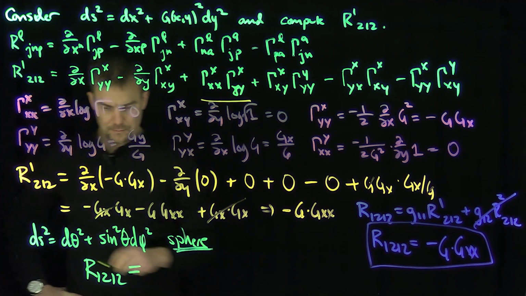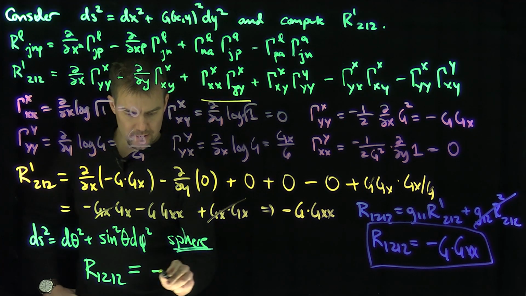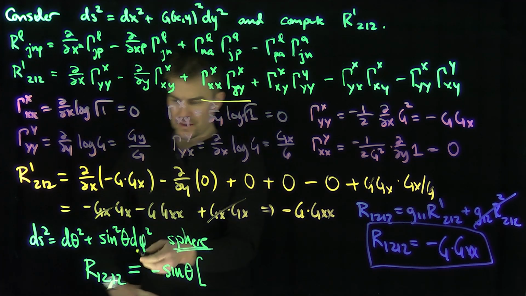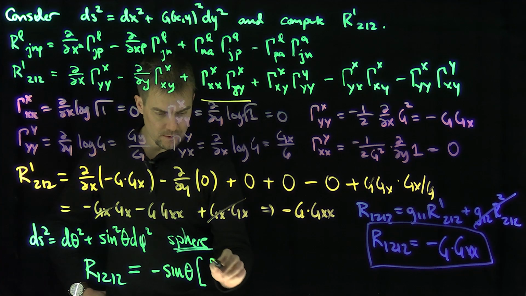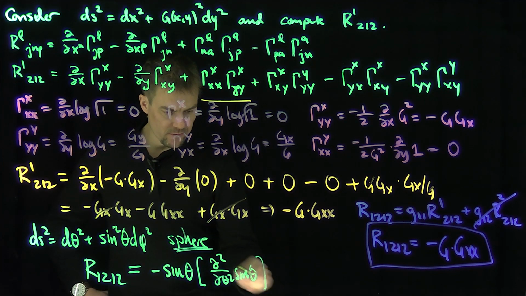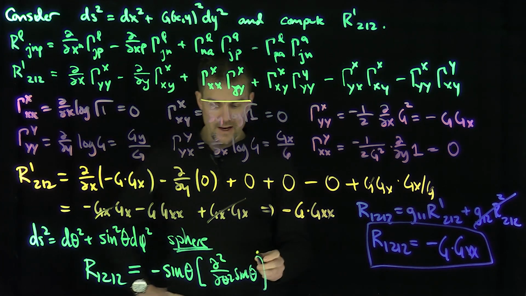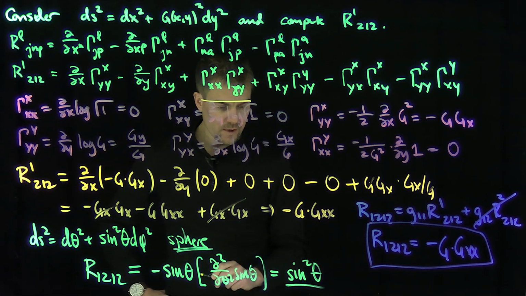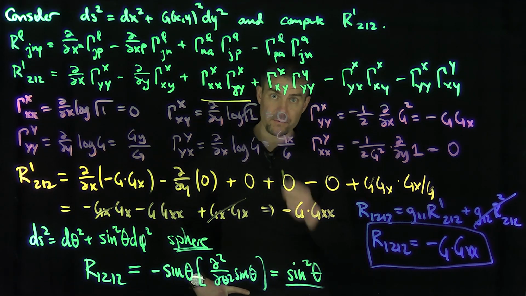is going to be what? Well, it's going to be negative sine of theta, and then times the second derivative of sine, so d squared by d theta squared of sine of theta. So the first derivative is cosine, next derivative is negative sine, so this is going to be a positive sine squared of theta. So that's the only component of the Riemann-Christoffel tensor for the unit sphere.